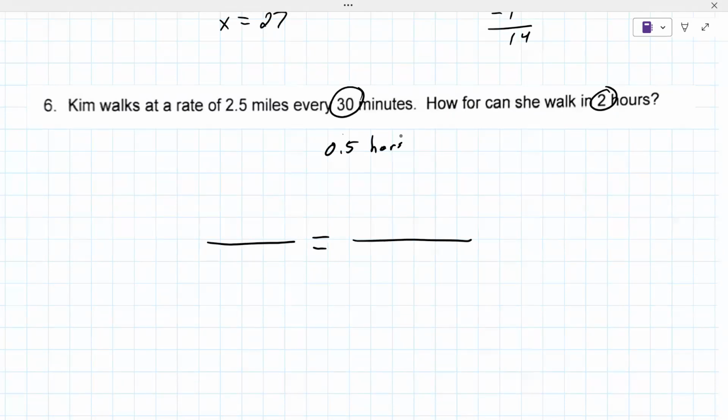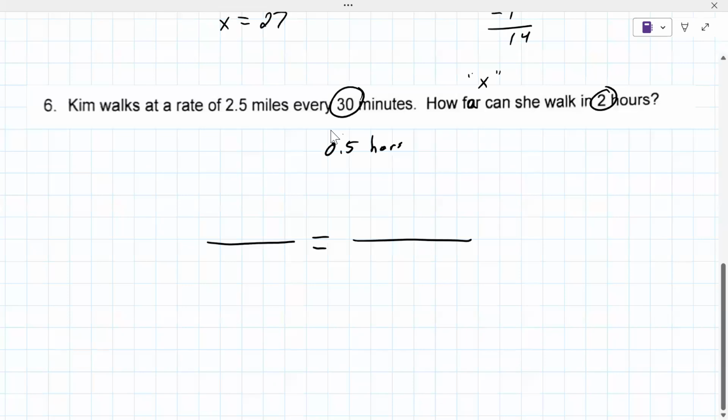So see if you can set this up. Tell me what goes in each position after you've set it up. So you would just do 5 miles for every hour? I would just set up a proportion. I wouldn't try to decide what's going to go on top, 2.5 or 0.5 or X or 2. Just pick something that makes sense to you.